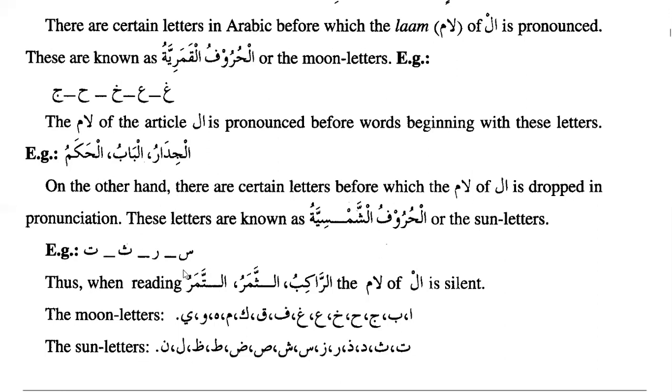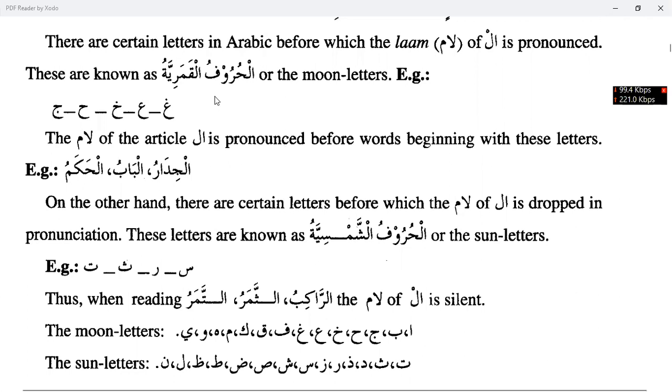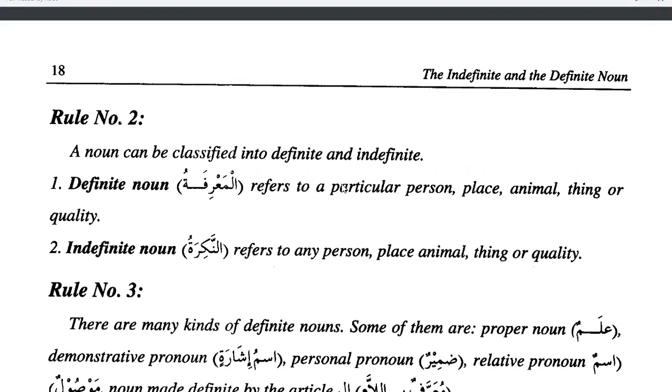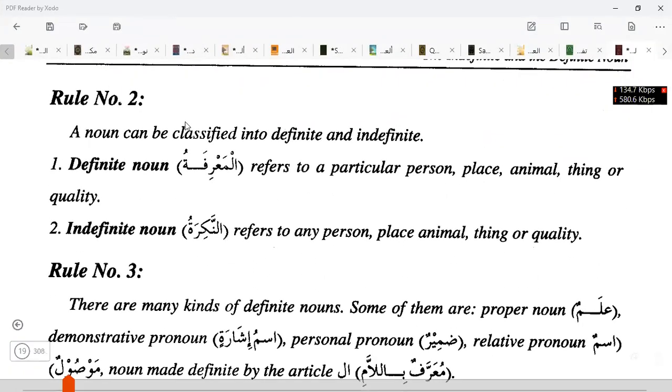Then what are huruf shamsiya? Huruf shamsiya are the letters that make the lam silent, like ar-raqibu, ash-shamsu, as-samaru. There is a shadda after the alif lam. So huruf shamsiya are those which make the lam silent. Yes, the lam will not be pronounced.